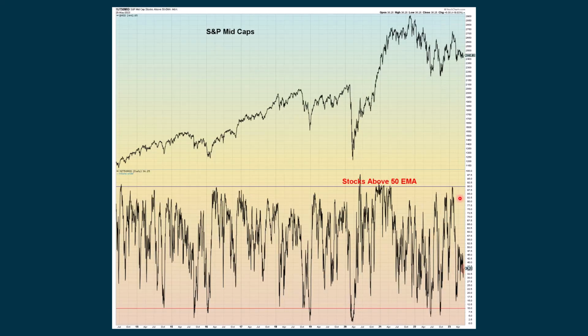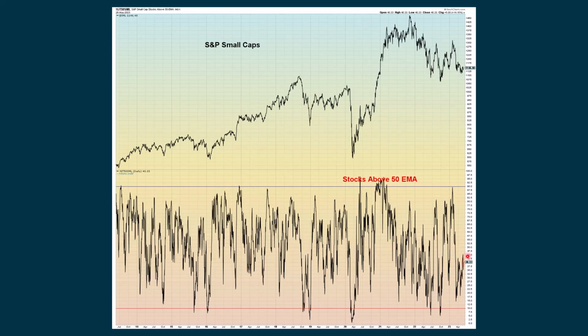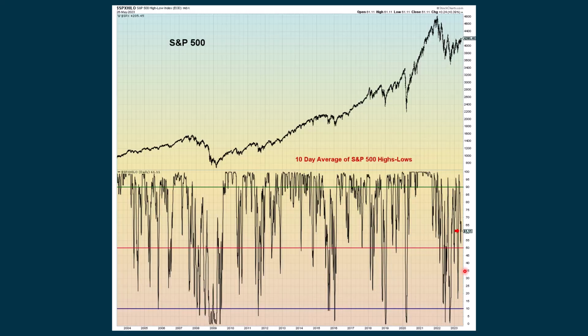We do the same thing with the mid caps, where we're also seeing a drop off, but a little bit of improvement. We want to see this really going up, and we're not seeing that. And the same thing can be said with the small caps, even though we're showing a little bit more improvement on this chart. Then we take a 10-day average of the S&P 500 highs minus the lows.